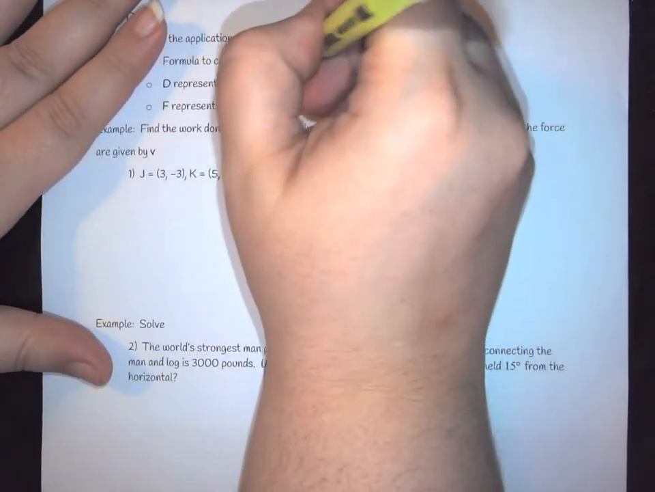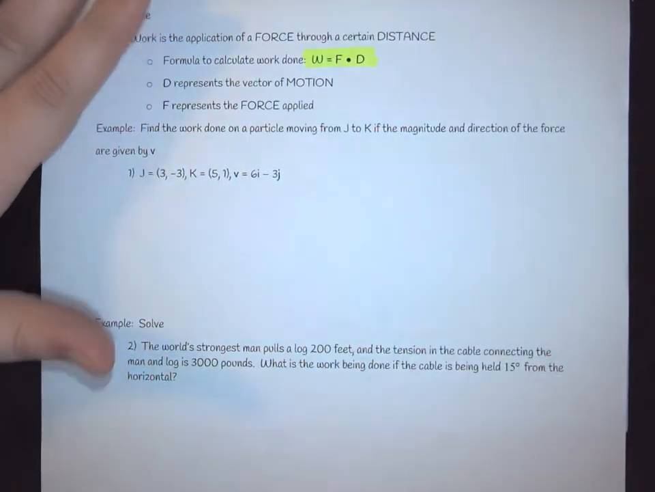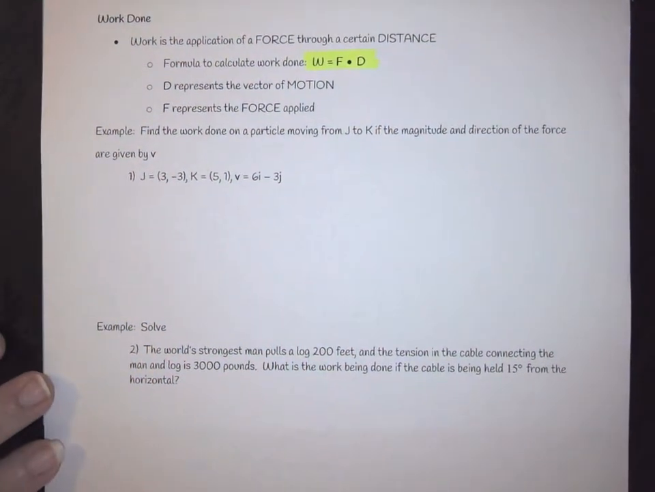Okay, so here is our formula that we care deeply about, where D represents the vector of motion and F is going to be your vector of force applied. So in this first example, it says find the work done on a particle moving from J to K if the magnitude and direction of the force are given by vector V. So here we're told that J is at the coordinate point 3, -3. K is at the coordinate point 5, 1. The vector that we have is going to be 6i minus 3j.